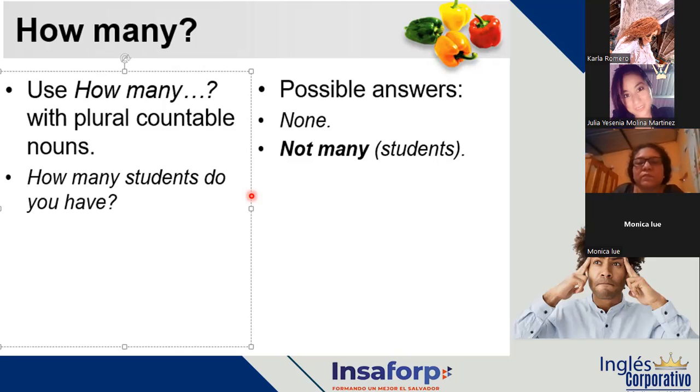¿Cuánto tiempo estudias? So, I wrote a question on the chat and I need you to give me a possible answer. Necesito que todos me den una posible respuesta a esa pregunta, and that's going to be the last part. Y esa va a ser la última parte for today.